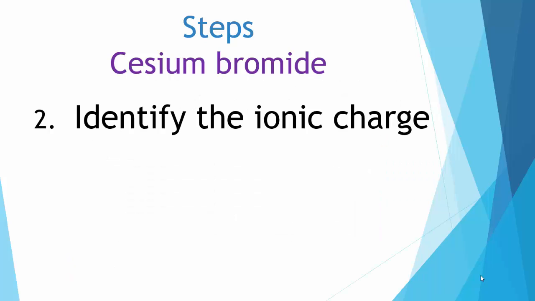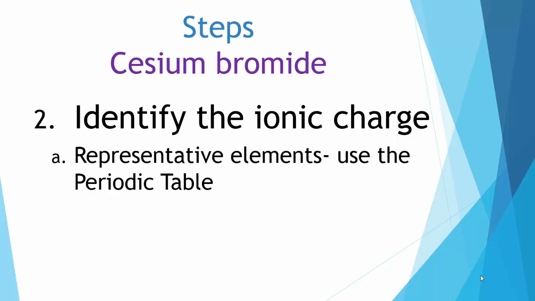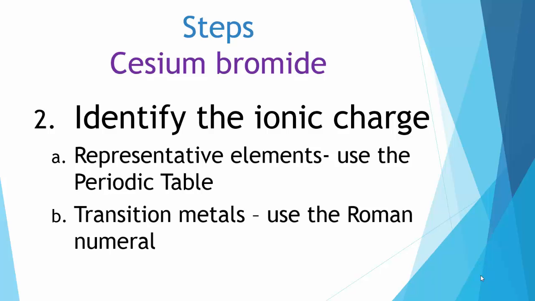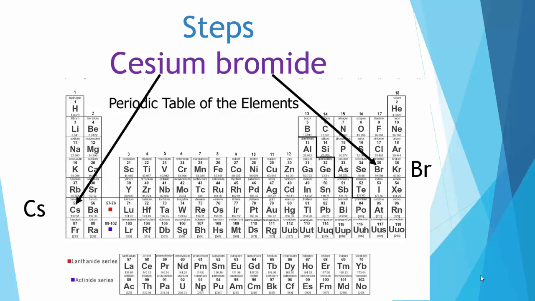Step 2. We need to identify the ionic charge. For the representative elements, we can read it straight off the periodic table. For the transition metals, we're going to need to use the Roman numeral. So we take a look at cesium. Cesium is in the first tall column, so it has 1 valence electron. So it can either lose 1 electron or gain 7 to reach the octet. Easier to lose 1. So cesium will become 1 plus. Bromine is in the 7th tall column, gain 1 or lose 7, much easier to gain 1, so it becomes negatively charged, so it's bromine 1 minus.